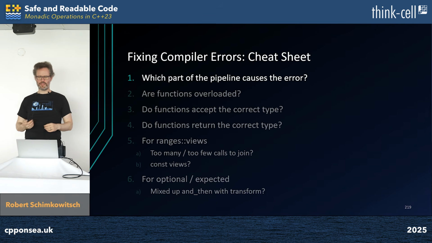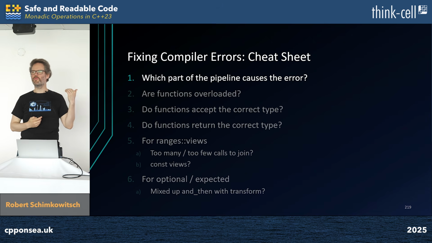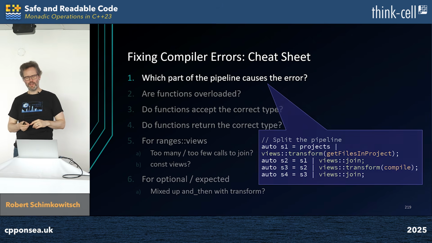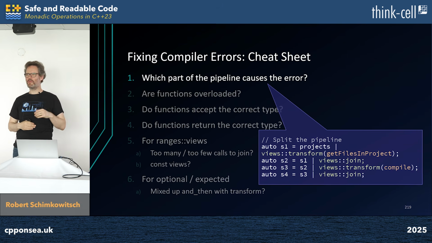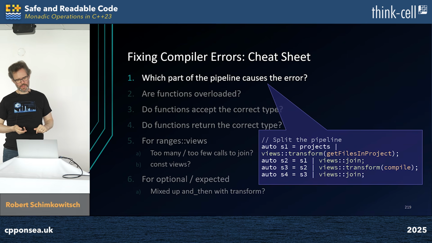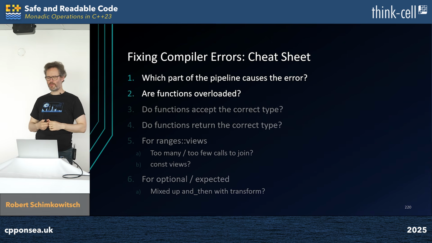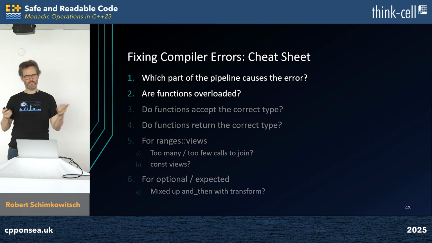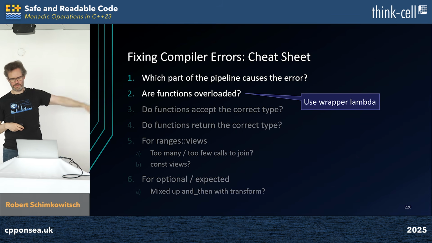I go through my checklist, and the first step is that I want to know in which stage of my pipeline does the error actually happen. And if you cannot determine that easily, start splitting up the pipeline until you can really pinpoint where the error happens. Now that you know in which stage the error happens, check are you using an overloaded function maybe? If so, wrap it in a lambda. And this, by the way, is the error that we have seen.